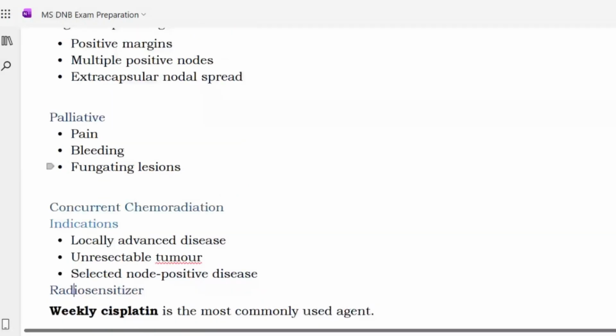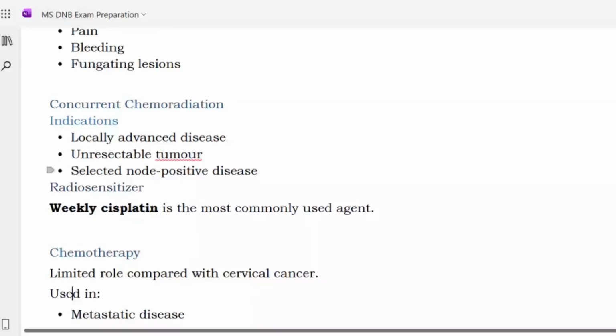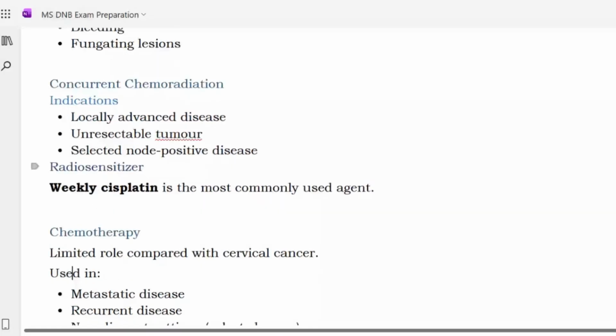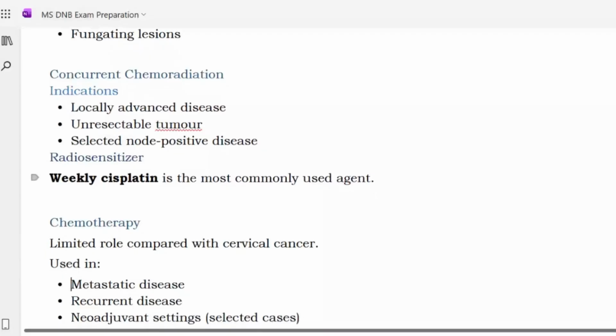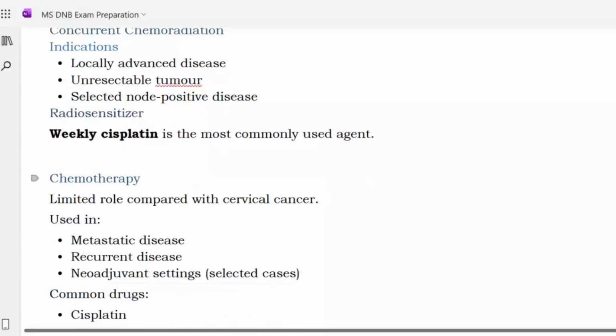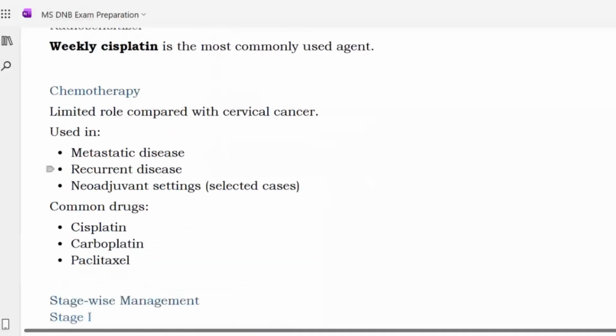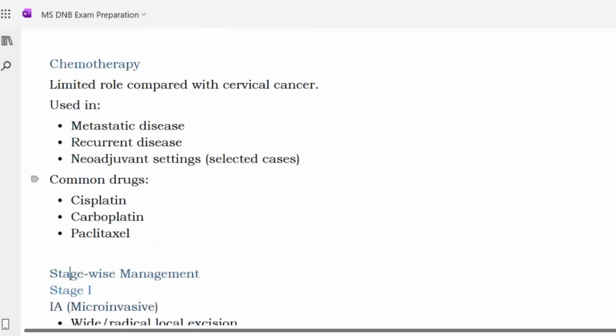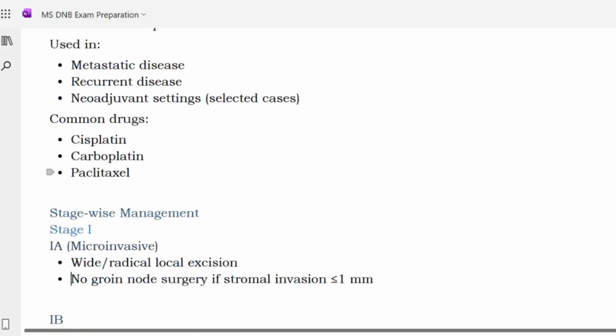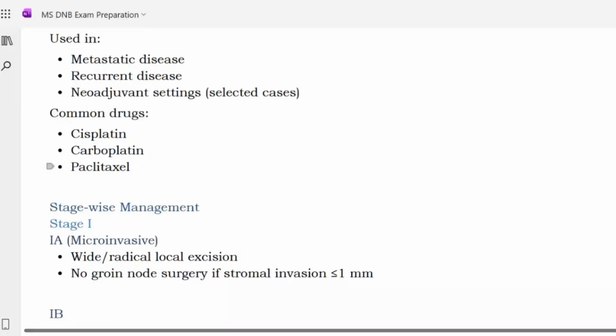You may have to go for concurrent chemoradiation for indications such as locally advanced disease, unresectable tumor, and selected node positive disease. Okay, radiosensitizer is a weekly cisplatin, that is the most commonly used agent. Okay, chemotherapy has got a limited role in vulval cancer, as you see in cervical cancer. It is used in metastatic disease, recurrent disease, neoadjuvant settings. Okay, common drugs are cisplatin, carboplatin, and paclitaxel.